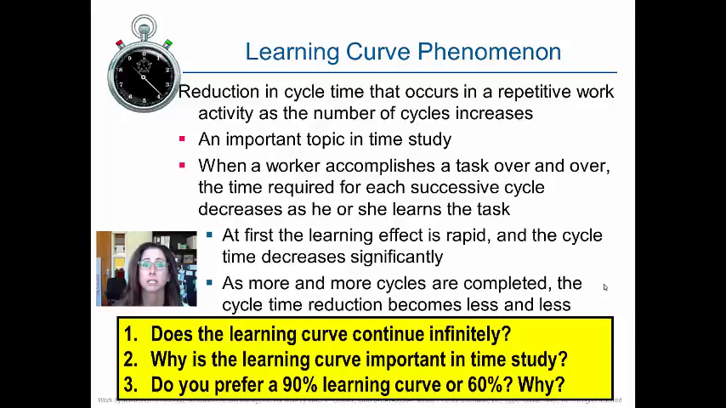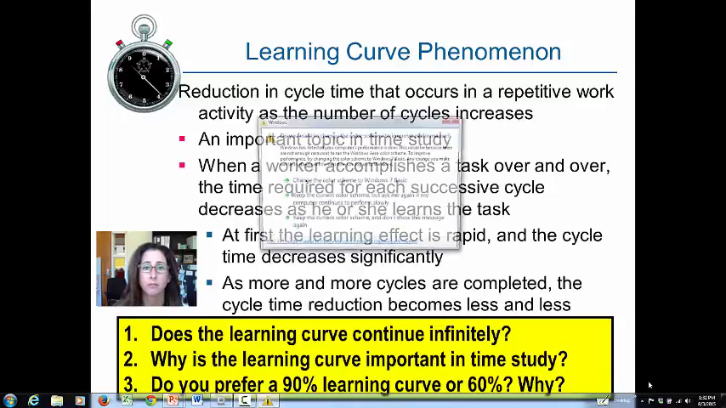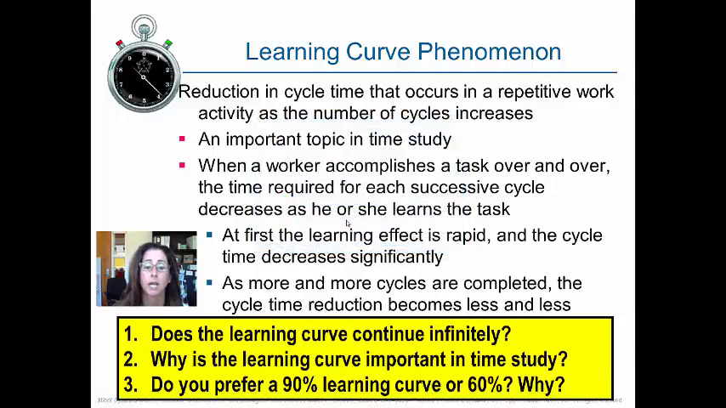And so a 60% curve is a very steep curve relative to a 90% curve. A 60% learning curve says that we're reducing our time by 40% for every unit that we produce. A 90% learning curve says that we are learning enough to reduce the time by 10% for every unit that we produce.